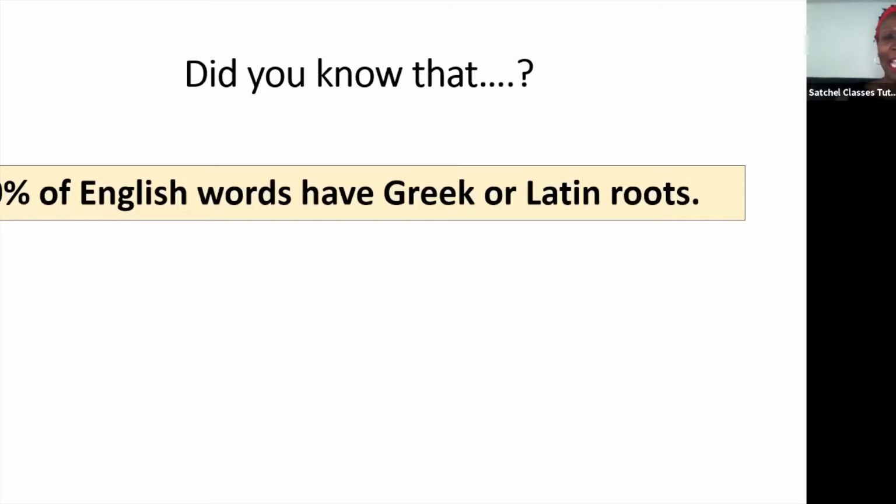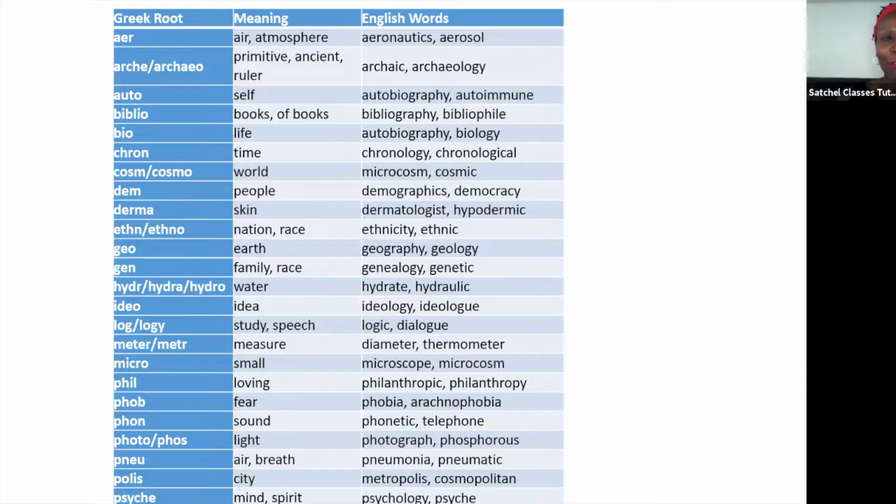Now, did you know that 60% of English words have Greek or Latin roots? That means that if you understand a few Greek or Latin roots, you'll be more likely to understand about 60% of new vocabulary that you will come across. So if we think about Greek and Latin roots, here are some Greek ones. You would see that words like aero are to do with air and atmosphere, which is where we get some of our words like aeronautics and aerosol. We have words like chrono or chronos, which means time, where we get some of our words like chronological or chronology.